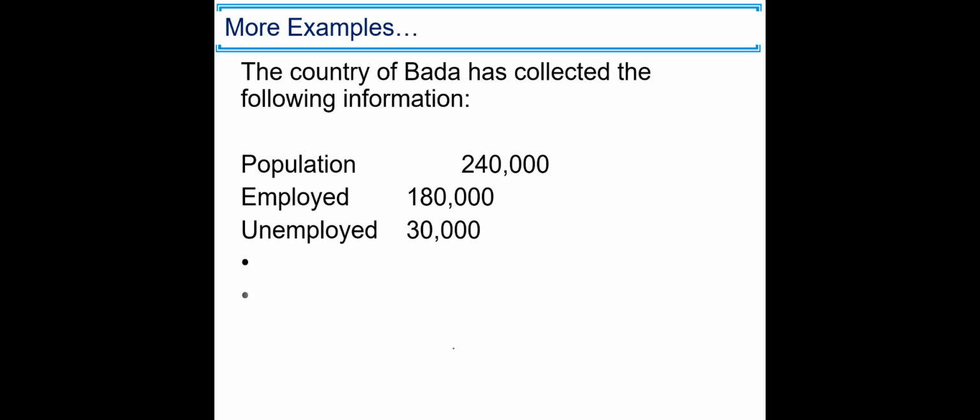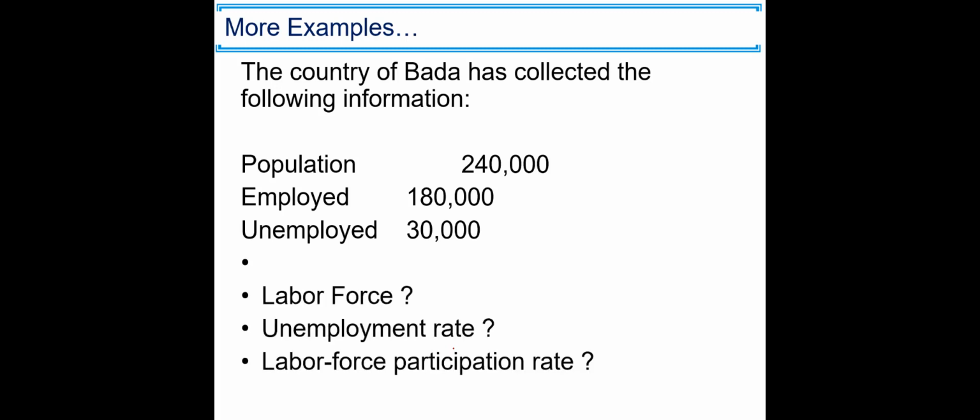More examples. Here, the country of Bada has collected the following information. The adult population is given this time, 240,000, employed people 180,000, and unemployed people 30,000. What is the labor force? Remember, the labor force is employed plus unemployed, so 180k plus 30k, which is 210k, is the labor force.